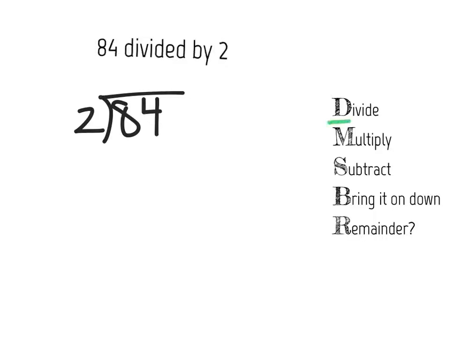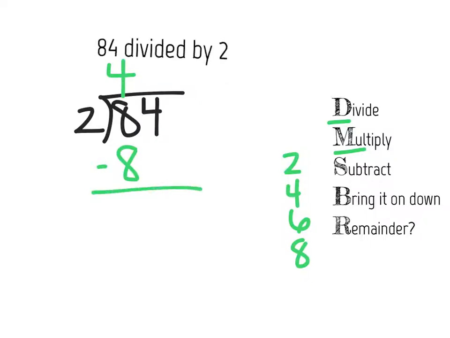We're going to first divide. And what I like to do is kind of cover up that second digit there for now and think about how many 2s can fit into 8. Or what's 8 divided by 2? Okay, well, 2, 4, 6, 8. So 1, 2, 3, 4 times. 4 times 2 is 8. So 4. Then we're going to multiply. 4 times 2 is 8. We're going to subtract. 8 minus 8 is 0.